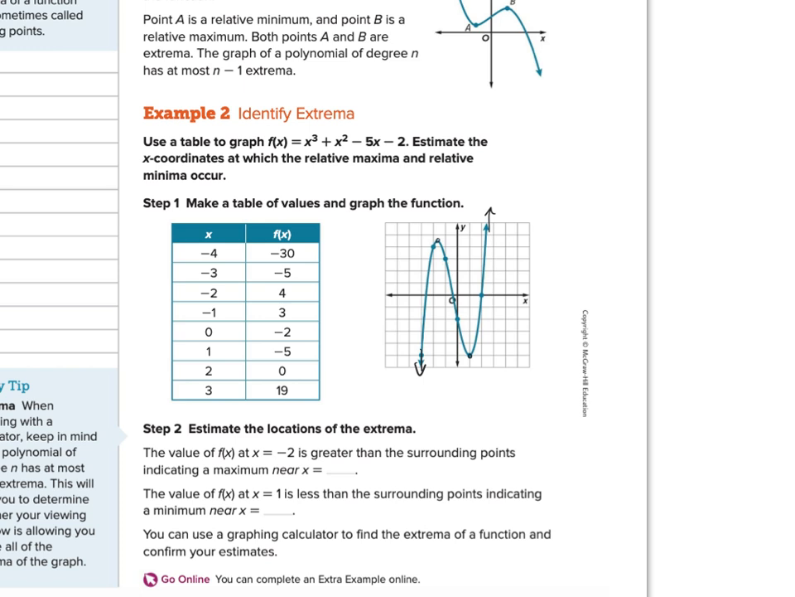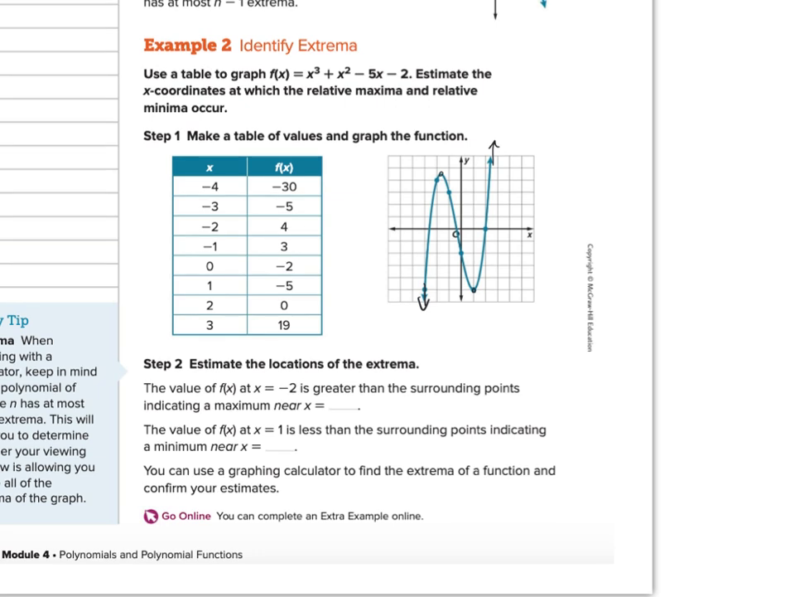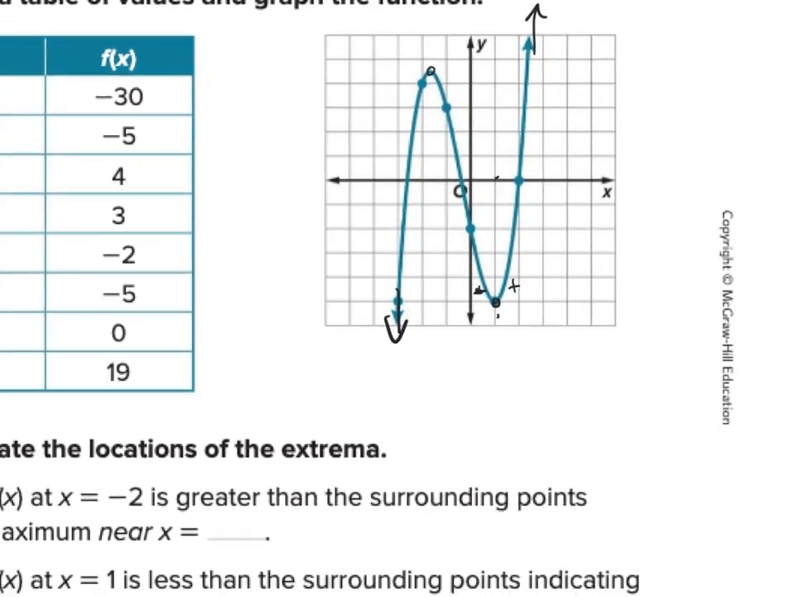And then estimate the x-coordinates at which the relative maxima or the relative minima occur. Looking here, I can see that the minimum is a little bit easier. It is at x is -1. So the minimum is near x is -1. The value at x is 1 is less than the surrounding points, indicating a minimum. What they're saying is this is the lowest point, and think about it, we went from a negative slope to a positive slope.